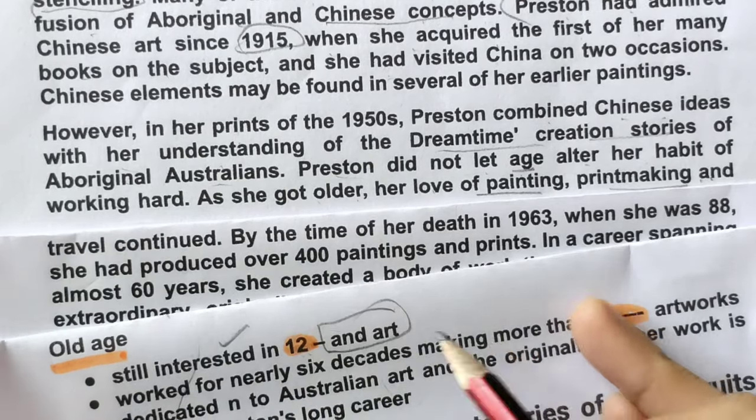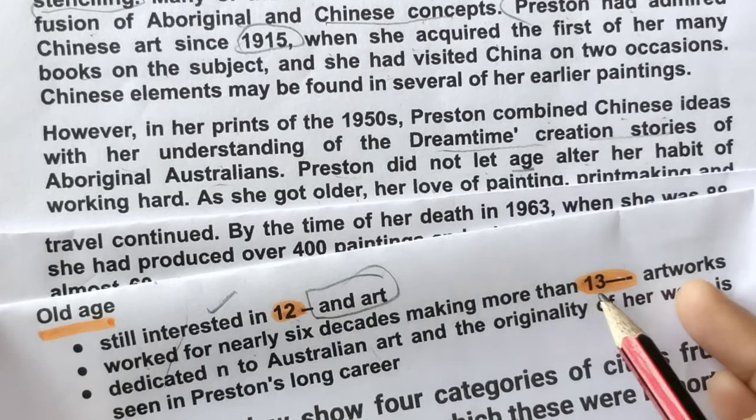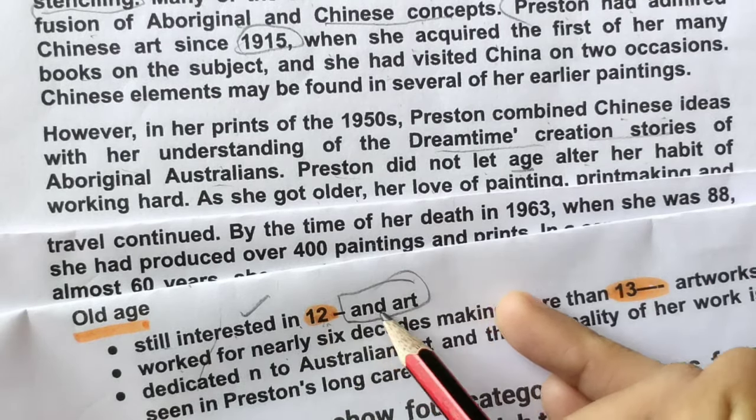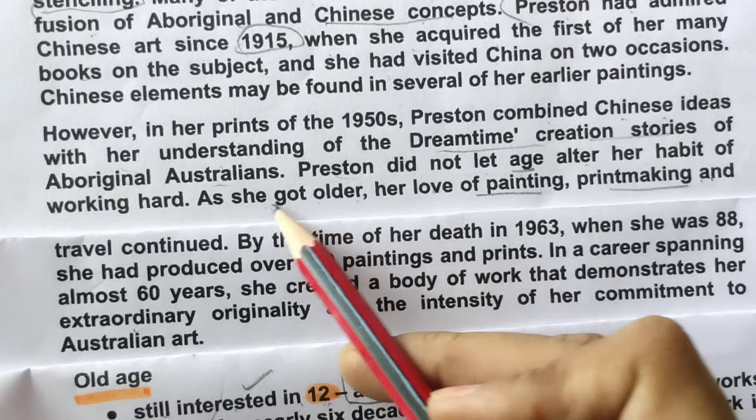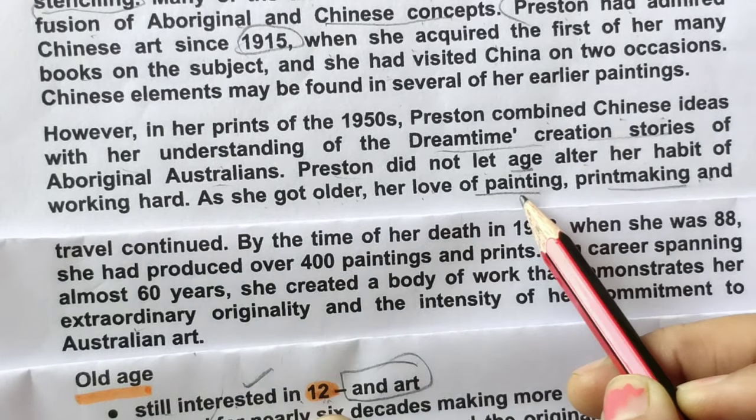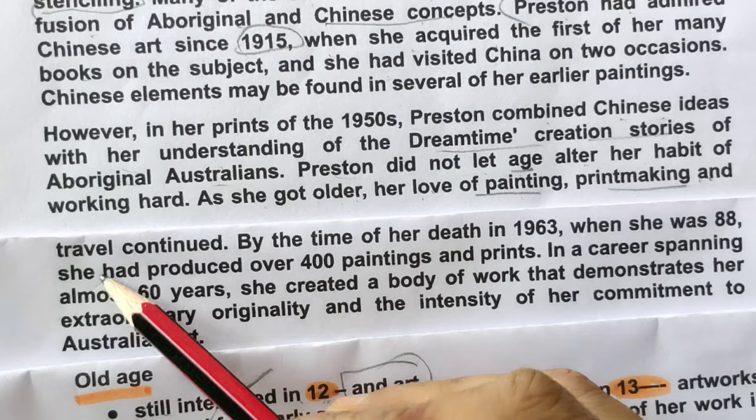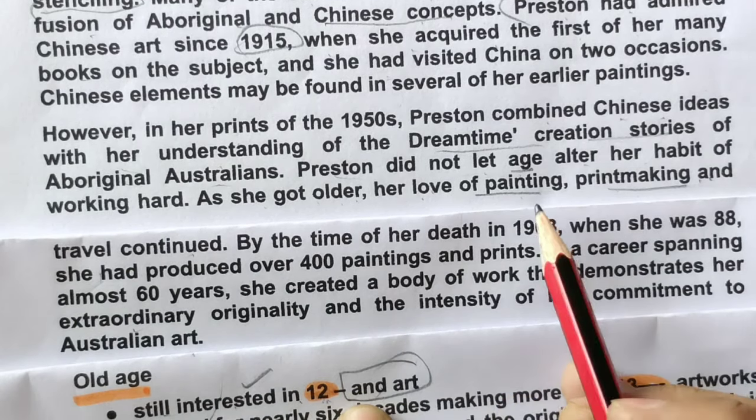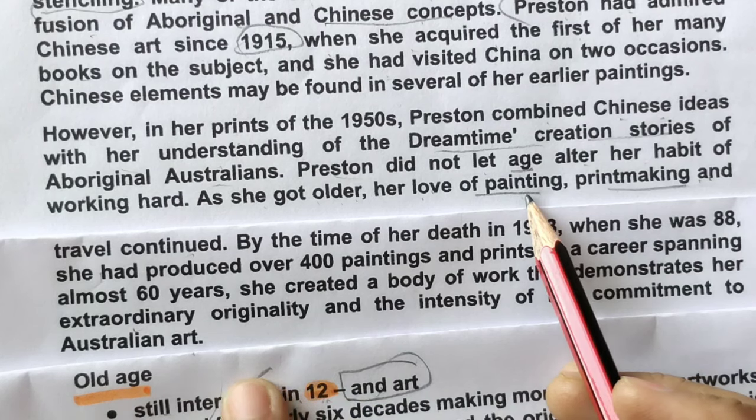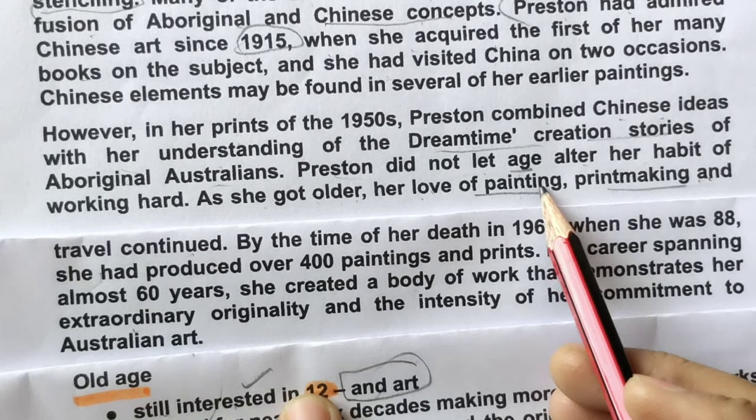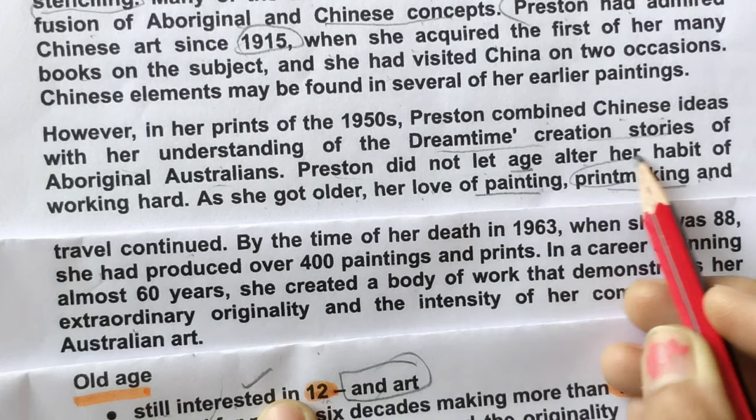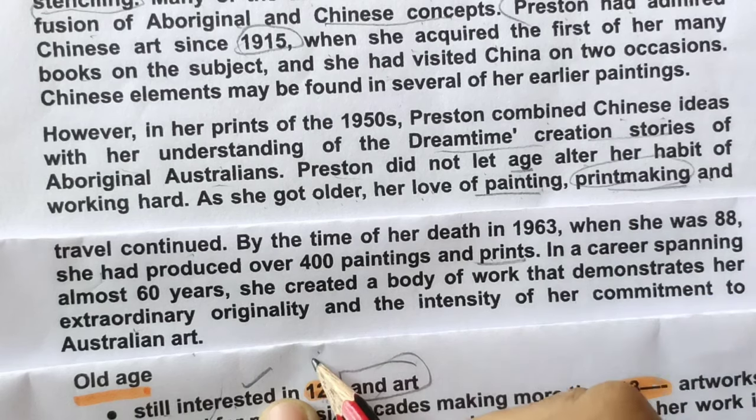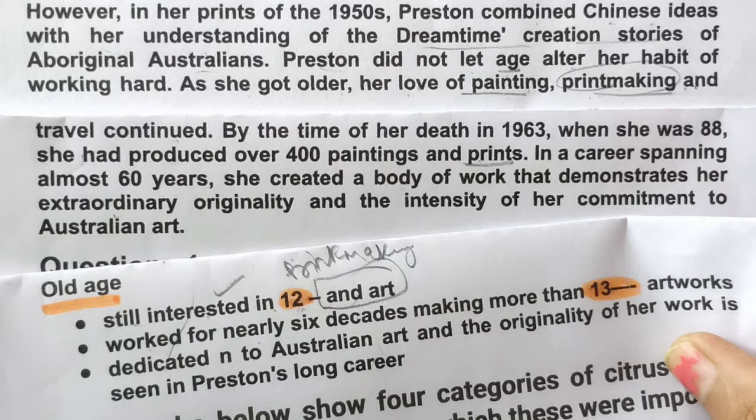So we are looking for the 12th. Still interested in dash and dash. Here they were saying as she got older, her love of painting, printmaking and travel continued. So travel, I can't say it is related to art. So printmaking we can write. Art is this painting, and then we can write here printmaking. Painting, prints, yes, we can write, because here also it is print. So we can write printmaking. So I have written printmaking.